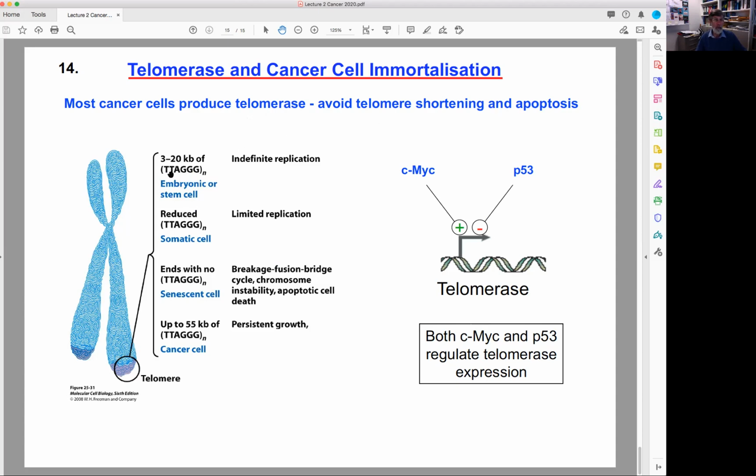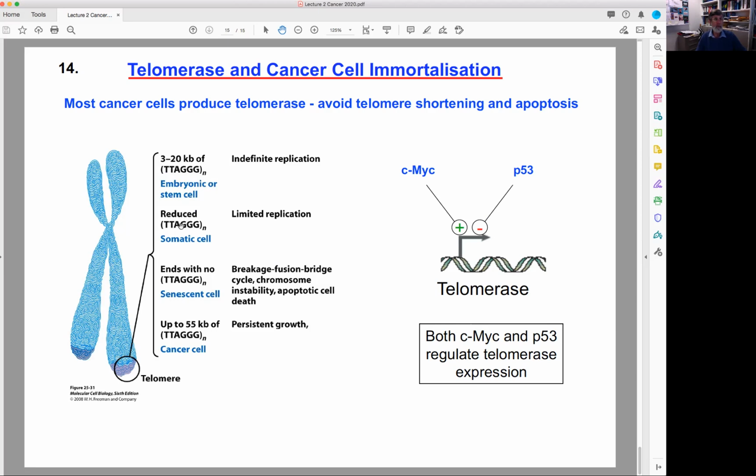So if we look at an embryonic stem cell, it typically has between 3 kilobases and 20 kilobases of the telomere repeat sequence, the TTAGGG. So N is a very big number here. And these cells can undergo indefinite replication, which of course is a characteristic you need in a stem cell. It can replace itself over and over.